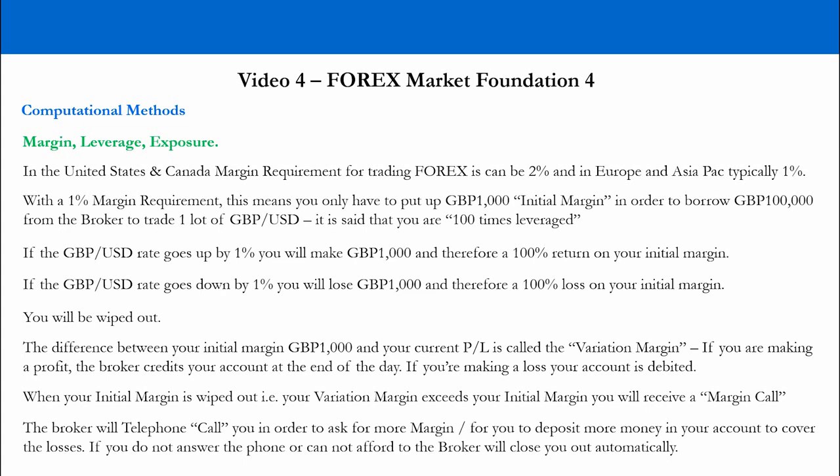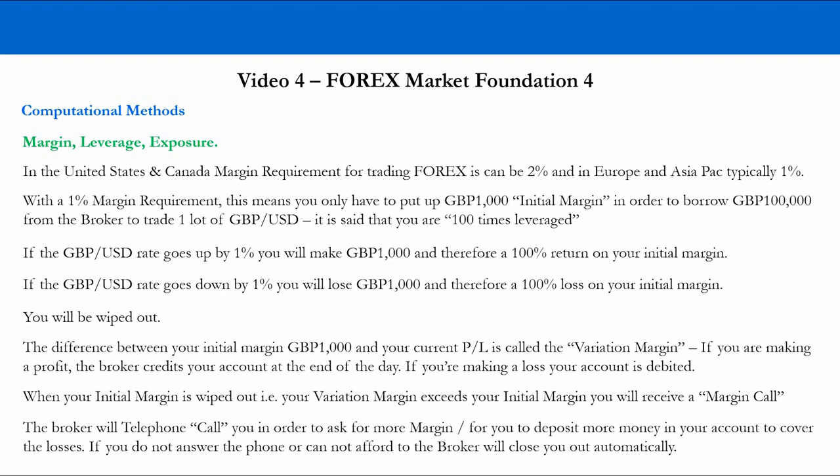So if the cable, sterling US dollar rate, goes up by 1%, you're going to make £1,000 and you're going to make a 100% return on your initial margin. If the cable rate, sterling dollar, goes down by 1%, you'll lose £1,000 and therefore you're going to have a 100% loss on your initial margin. So you'll be wiped out and you'll get what's termed as a margin call. And we looked at this earlier. The difference between your initial margin and your current P&L is the variation margin, and the margin call is what you receive when you're wiped out and you have to put more margin into your account to pay for the losses.